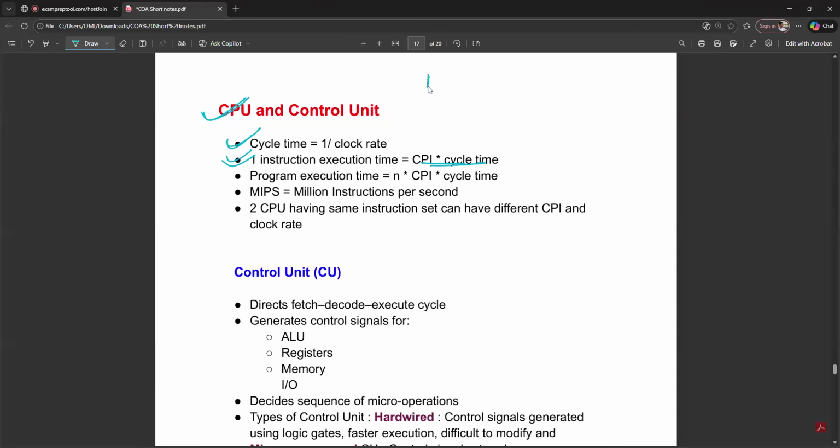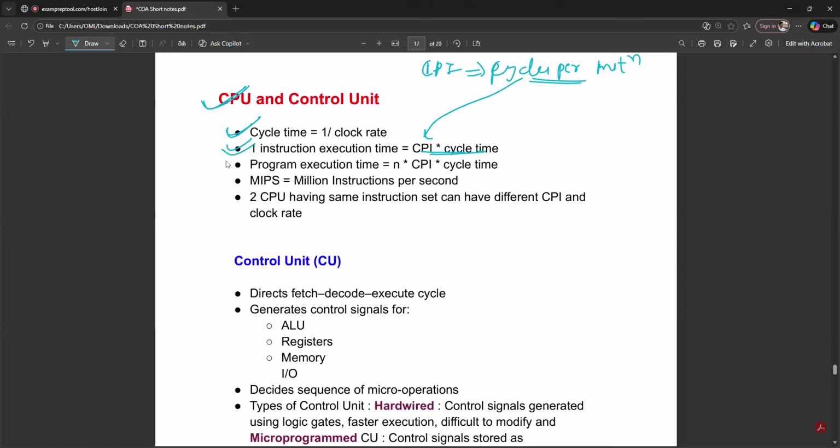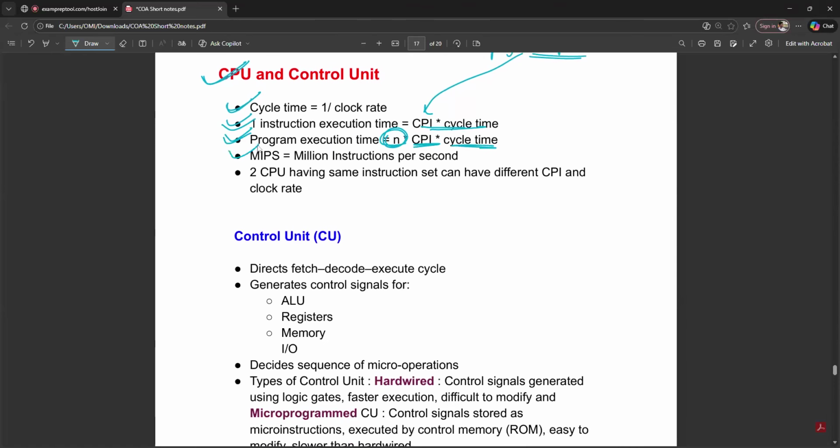that if one instruction takes like how many cycles, okay, CPI equals cycles per instruction, right? So per instruction total cycles into cycle time. Okay. Then program execution time is equal to the number of instructions in the program into CPI into cycle time. Okay. Now MIPS. What is the MIPS? MIPS equals million instructions per second. You just have to remember this thing, but you can easily calculate it when it comes to the question. There is no hard thing here.